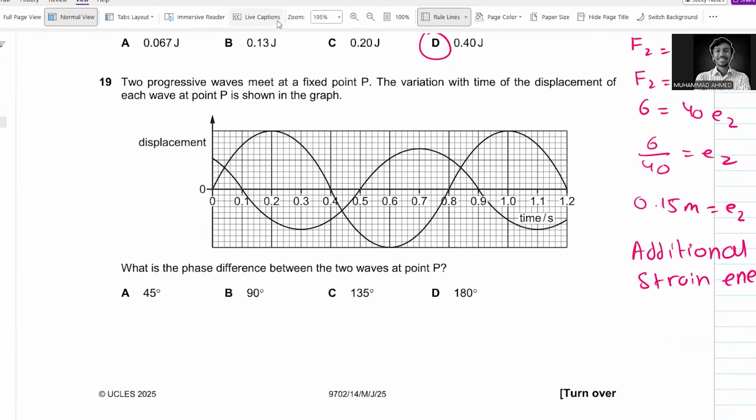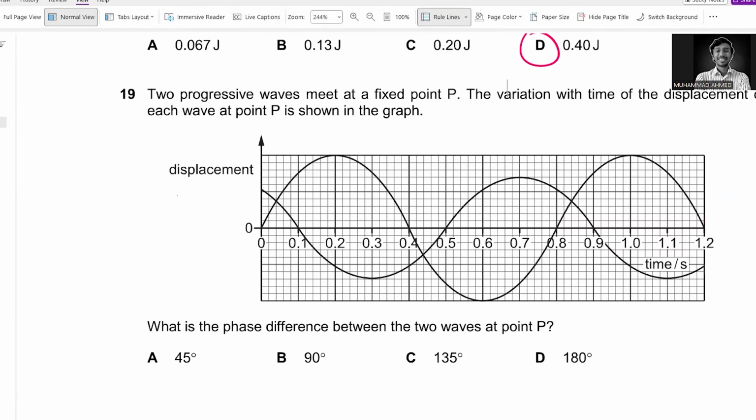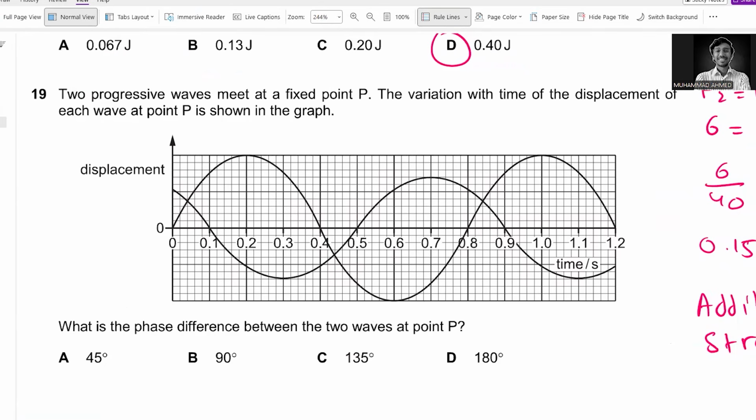Let's zoom in a bit. I think this much zoom is enough. Two progressive waves meet at a fixed point P. The variation with time of the displacement of each wave at point P is shown on the graph. Displacement versus time is given. What is the phase difference between two waves at point P?